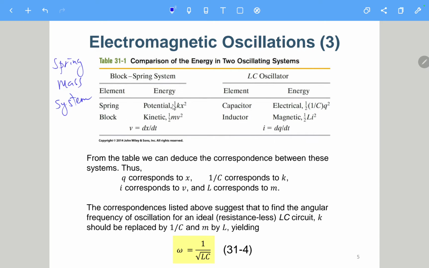For the spring, it is 1/2 kx squared, and you should know Hooke's law. Hooke's law is F equals negative kx. So the energy stored in the spring is 1/2 kx squared, and it corresponds to this one. For the mechanical energy, we have potential energy and kinetic energy. And for the electrical energy, we can separate it into energy stored in the capacitor, the E field, and energy stored in the B field.